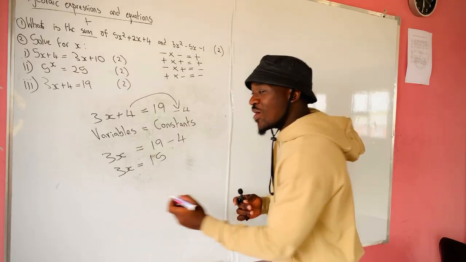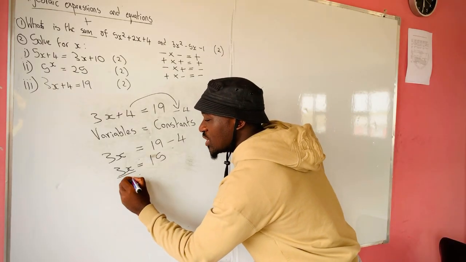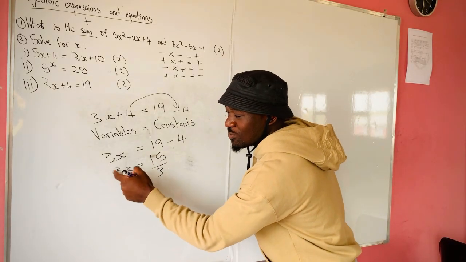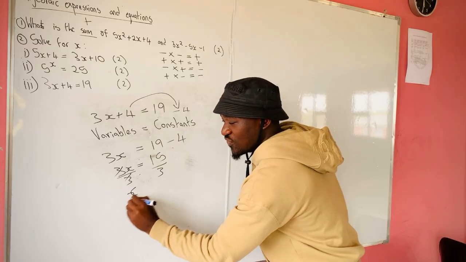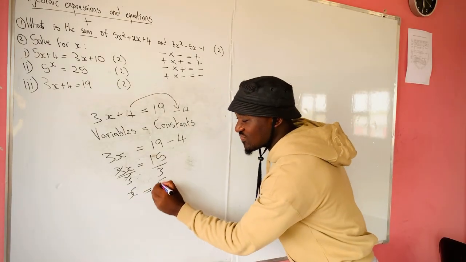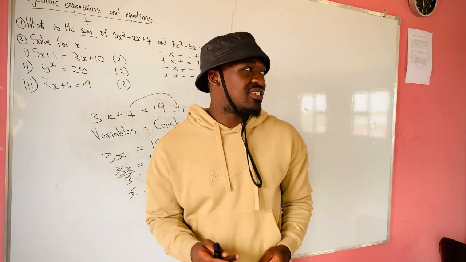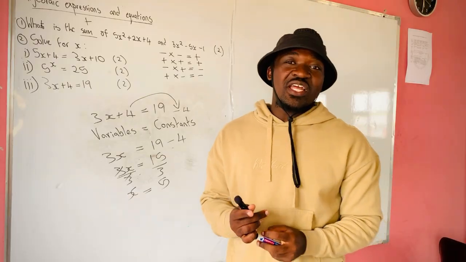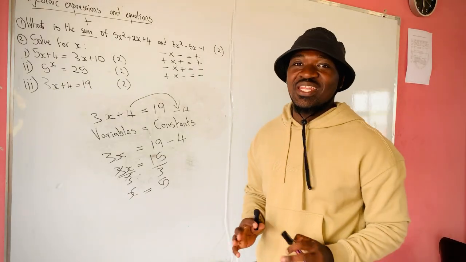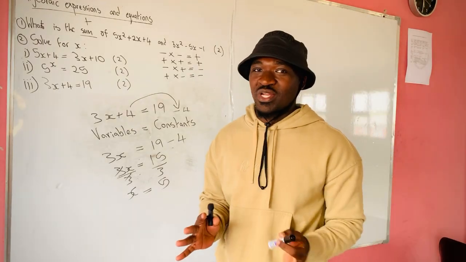Then now, in order for us to divide, we need to divide by 3, so that we remove the coefficient of x, then we are left with x. Then 15 divided by 3 is 5. Guys, this thing is very nice. I hope you're just gonna nail these things. They're very nice. Just gonna enjoy them.